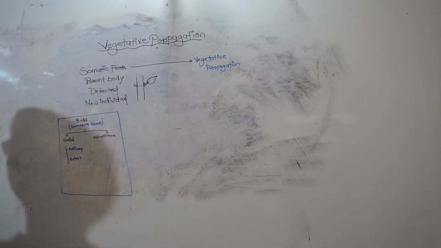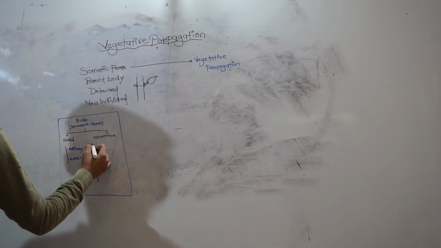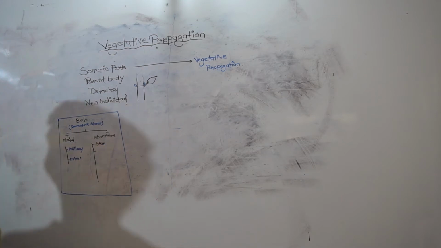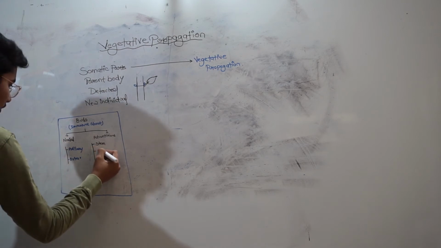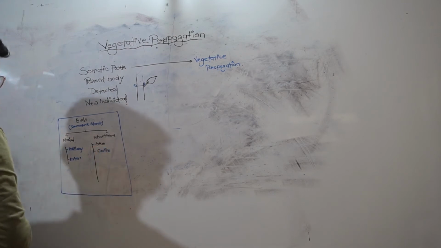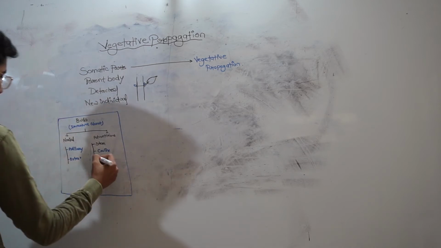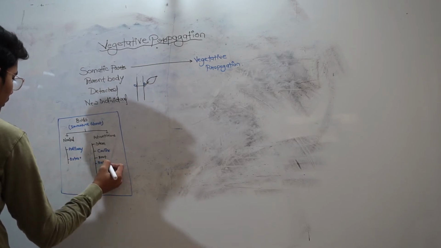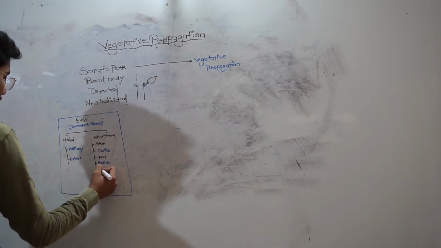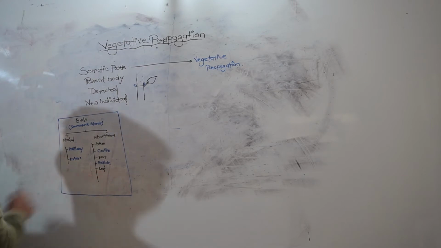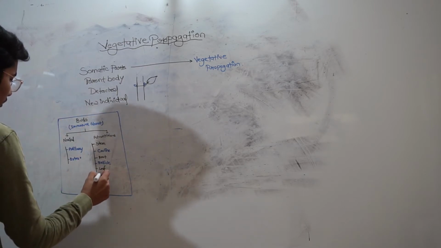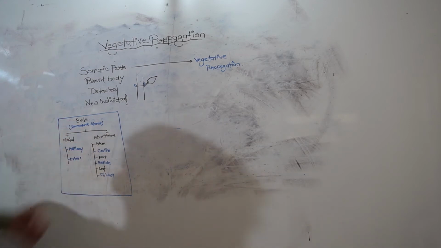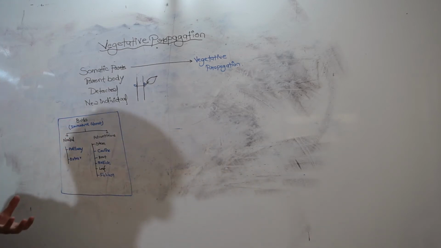If we talk about adventitious, there are many types. The first one is stem, cauline. The third one is root, radical. Then leaf, foliar. So these are different types of buds, on immature and mature shoots.